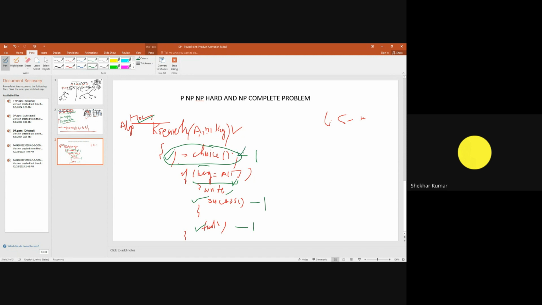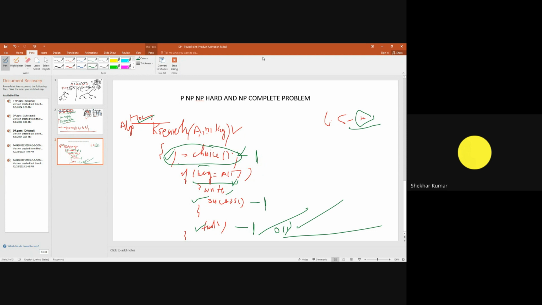So this is non-deterministic. Suppose this is done in constant time, this is done in constant time, this is also done in constant time. So overall time should be constant time. So we have solved this linear time solvable problem in constant time. So this can be your non-deterministic algorithm.